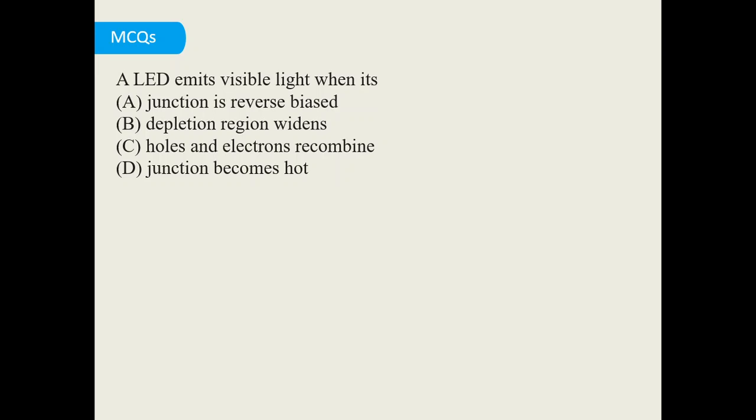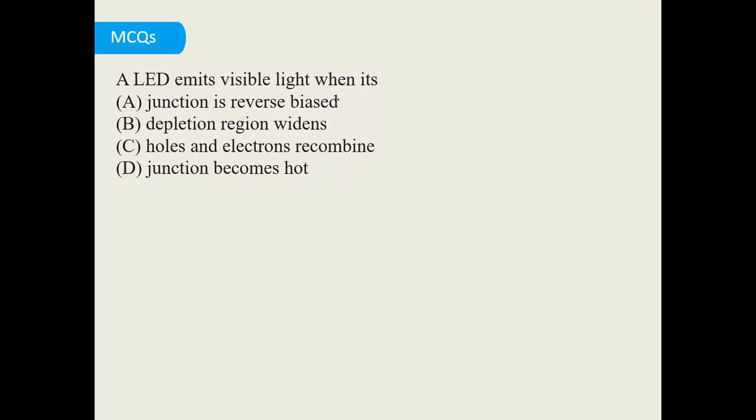An LED is a light emitting diode which emits infrared light or visible light in the forward bias condition. Moreover, the intensity of the light from the LED depends on the forward bias current. So an LED emits visible light when its junction is forward biased.